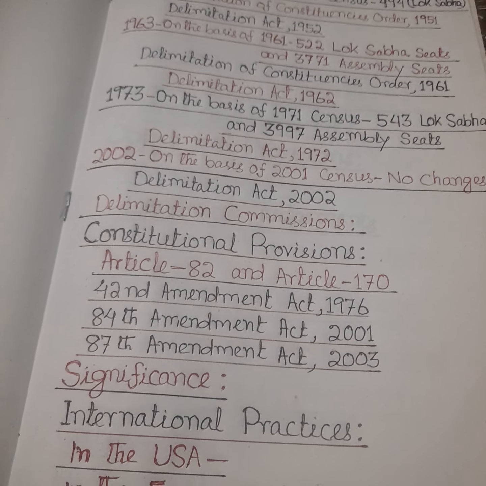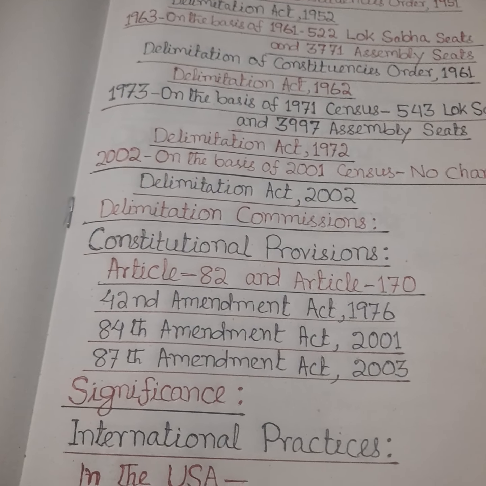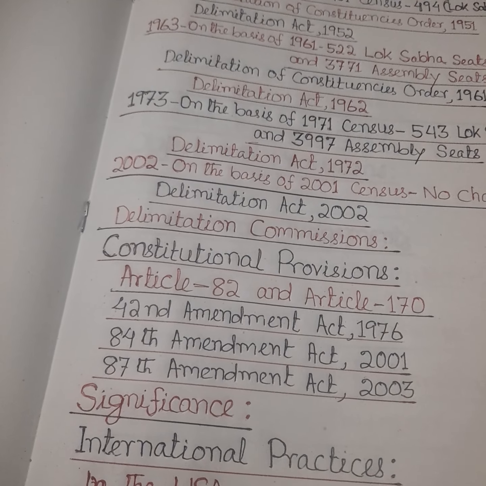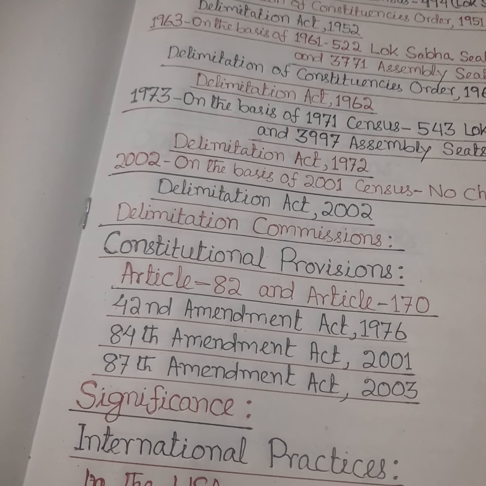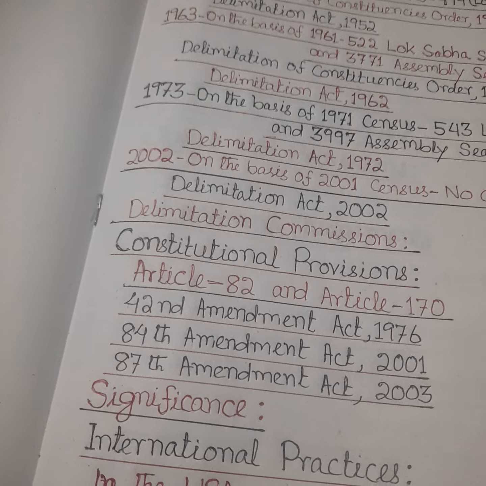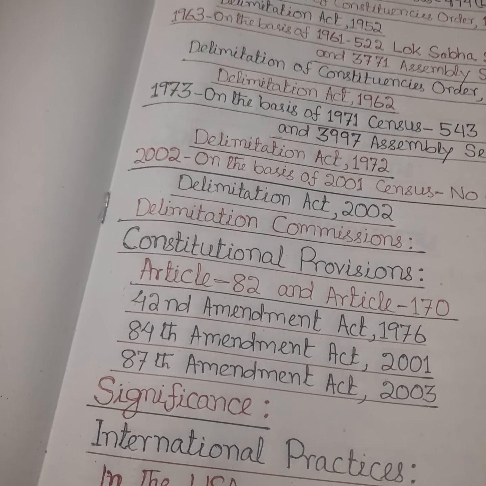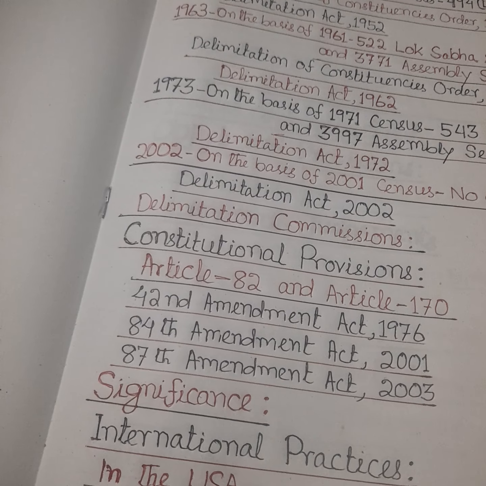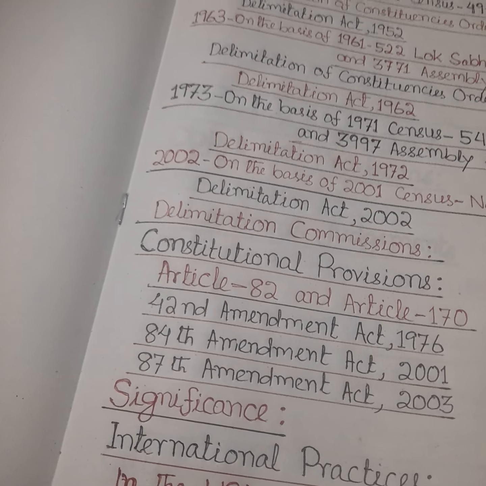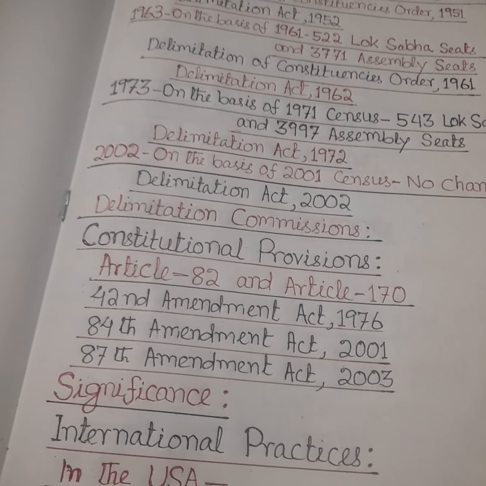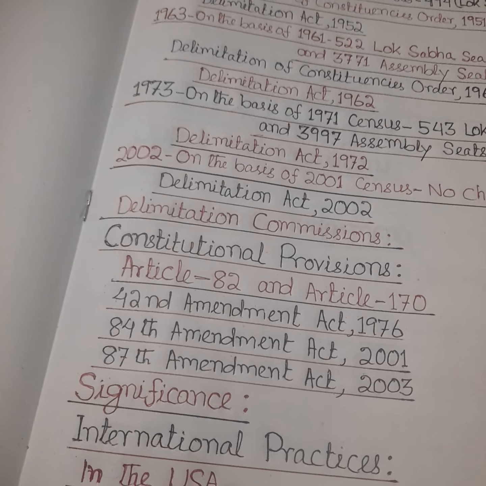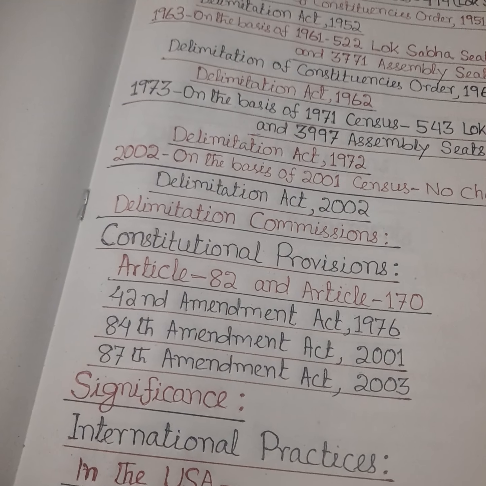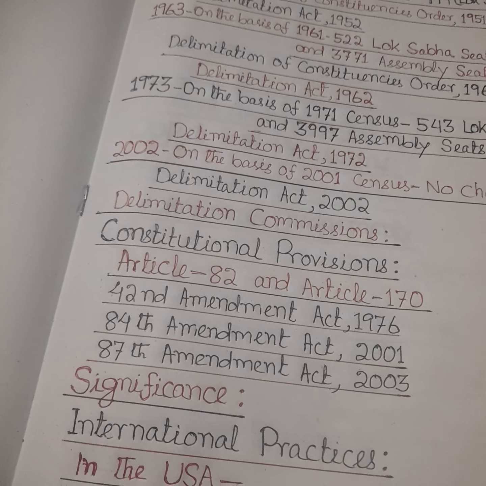but there would be no change. So in 2002, the most recent delimitation commission was set up on the basis of the 2001 census, under Justice Kuldeep Singh, a retired judge of the Supreme Court, as its chairperson. The Commission submitted its recommendations in December 2007. The Supreme Court, on a petition, issued notice to the central government asking reasons for non-implementation of the recommendation.